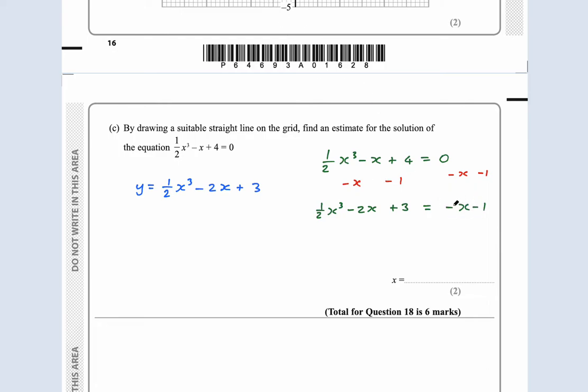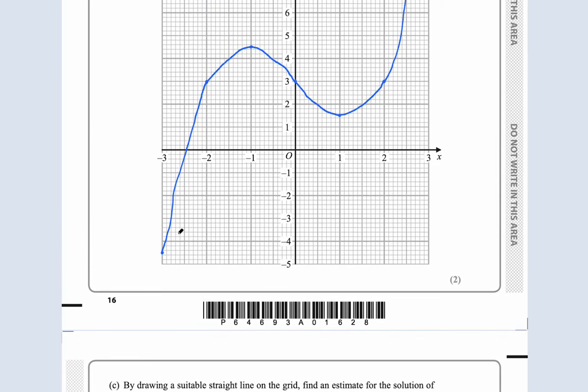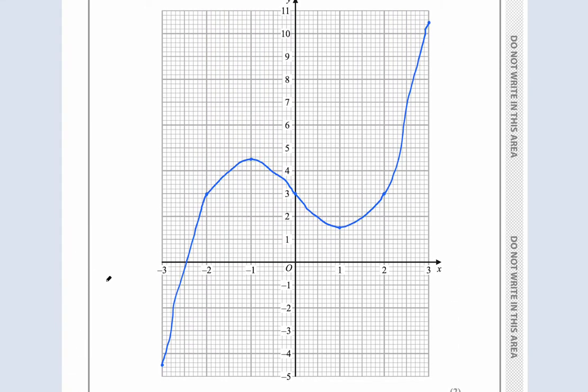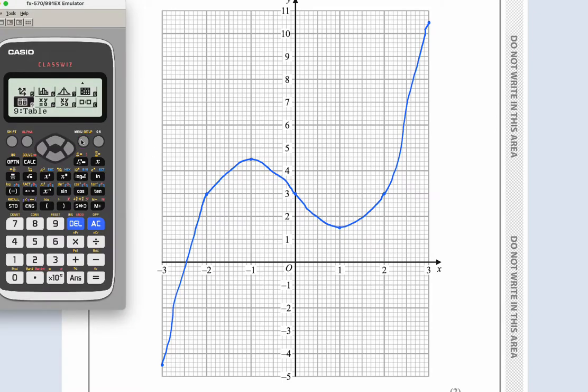Now I have this thing that I was trying to get, equal 0 minus x minus 1 is just minus x minus 1. So this is now the line that I need to draw. I need to draw the line minus x minus 1, or y equals minus x minus 1. So let's actually write that here. Draw y equals minus x minus 1. So I'm going to draw that line. Now, guys, some of you may just know how to draw y equals minus x minus 1. If you don't, you can do this table thing again. Just go menu, table, do minus x minus 1.